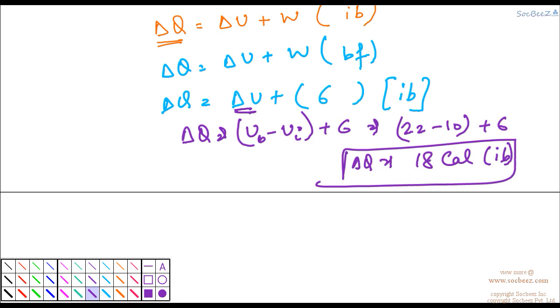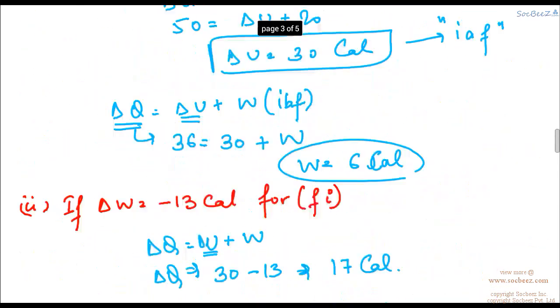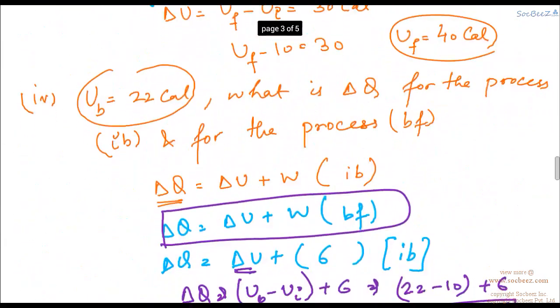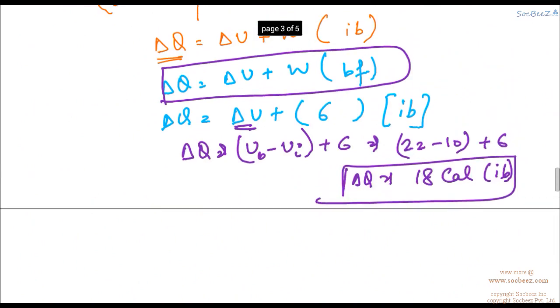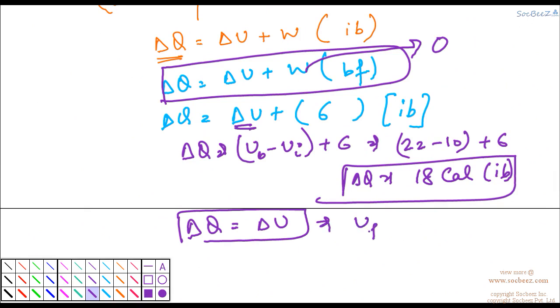Okay, now for the process BF. For BF you have no change in volume at all because it is a straight line at a constant volume. So there is no work at all done in this process. So we can directly put this work done as 0 over here. So delta Q would be nothing but delta U. So it would be nothing but the final state minus the initial state. So that would be U of F minus U of I.